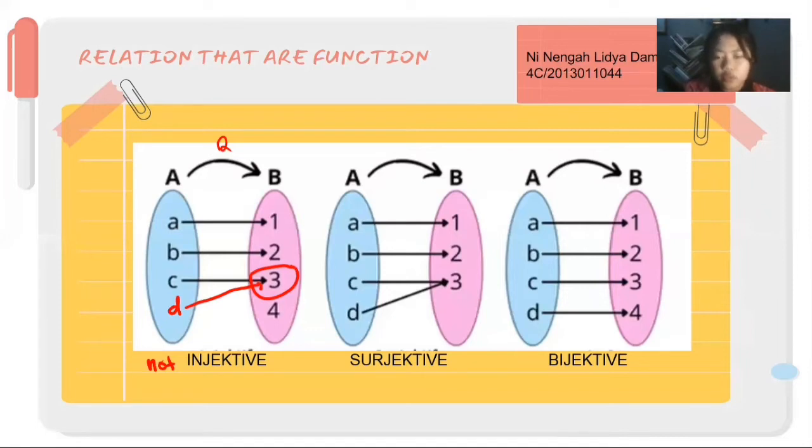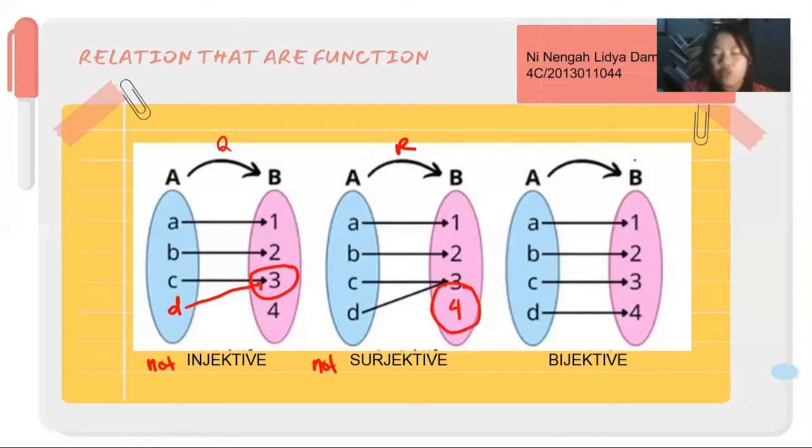Okay, we move to the second one, surjective function. So surjective function is a relation which maps every member of set A to exactly one member of set B, but in this relation, every member of set B must have a pair. It doesn't matter if the member of set B has one or two or three pairs in set A. Okay, if I add a member in set B, this is called not surjective because there are members of set B which don't have a pair in set A.